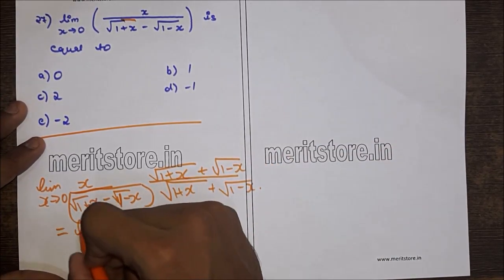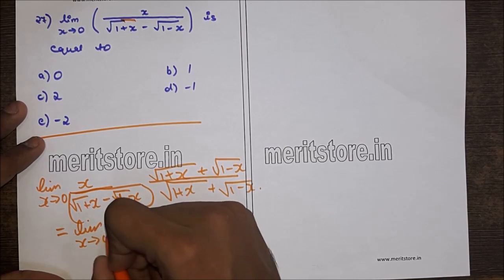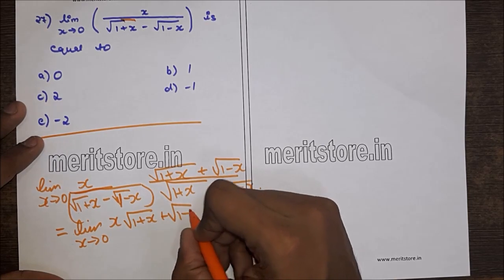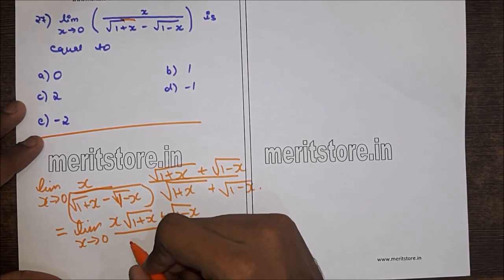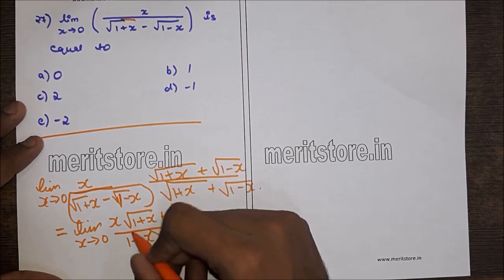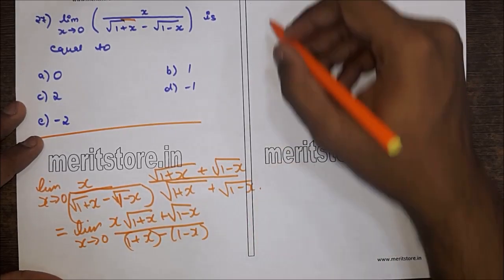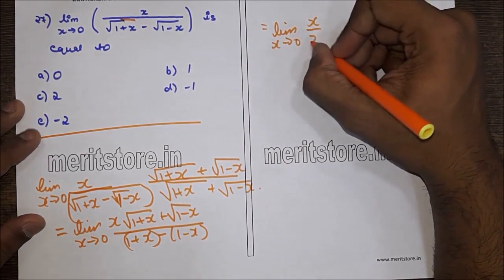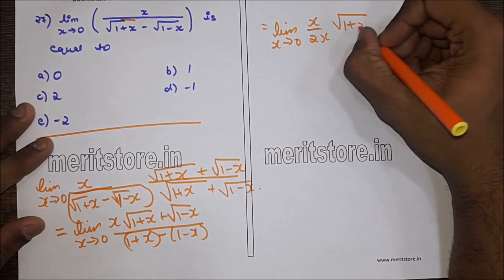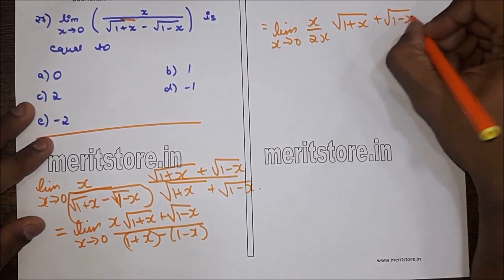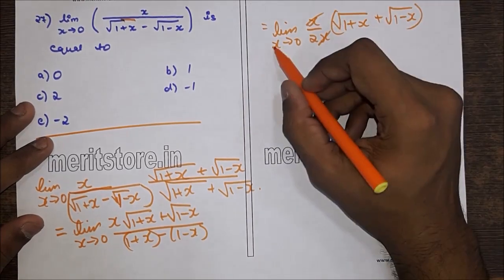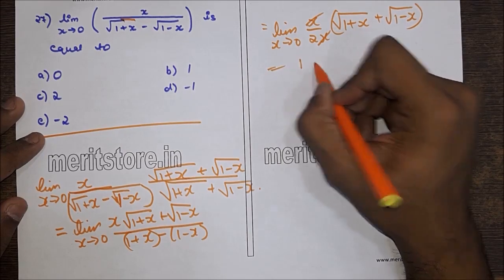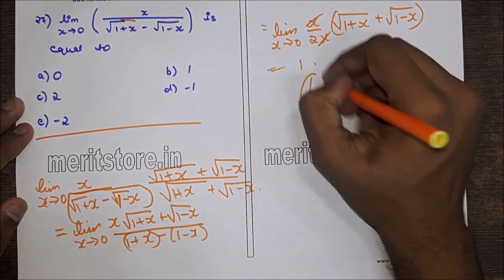Now it is easier to solve, and that gives us limit of x tends to 0, x into root of 1 plus x plus root of 1 minus x upon 1 plus x minus 1 minus x, which is equal to limit of x tends to 0, x by 2x into root of 1 plus x plus root of 1 minus x. Now applying the limit of x tends to 0 in these terms, we are left with 1, which is option B.